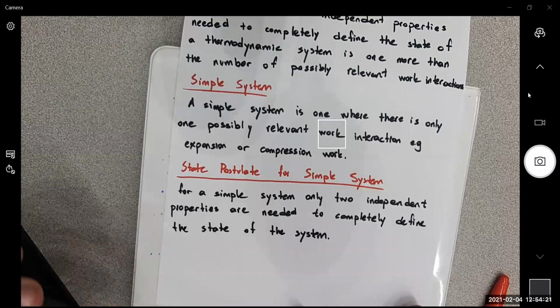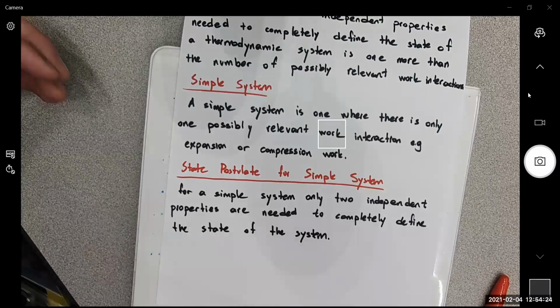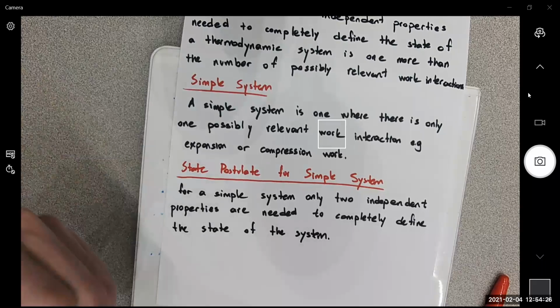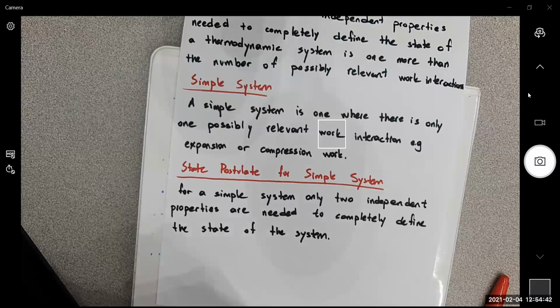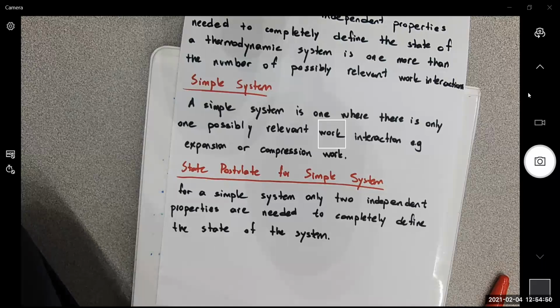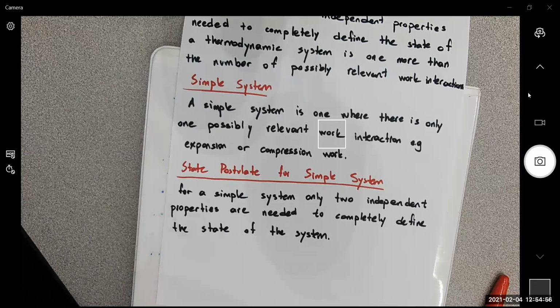Remember, in our first lecture, we defined what properties are, and we said we have extensive properties and intensive properties, right? And specific properties are extensive properties per mass. So in thermodynamics, we assume the system is simple, and the state postulate says, in order for us to determine what we have in the system as a property, we only need two properties with one condition. They have to be independent of each other. So some properties are dependent on each other during the process.